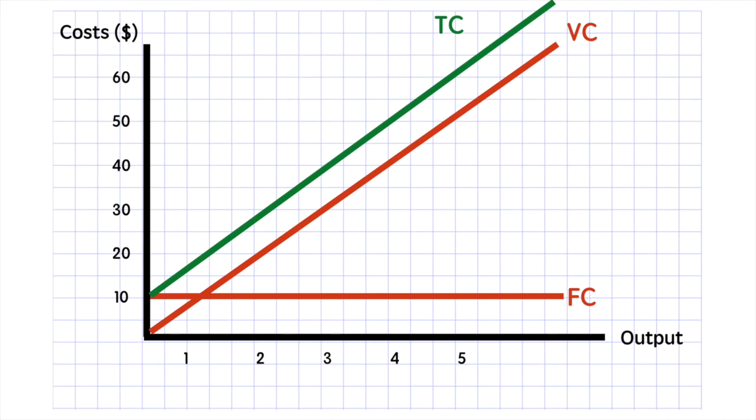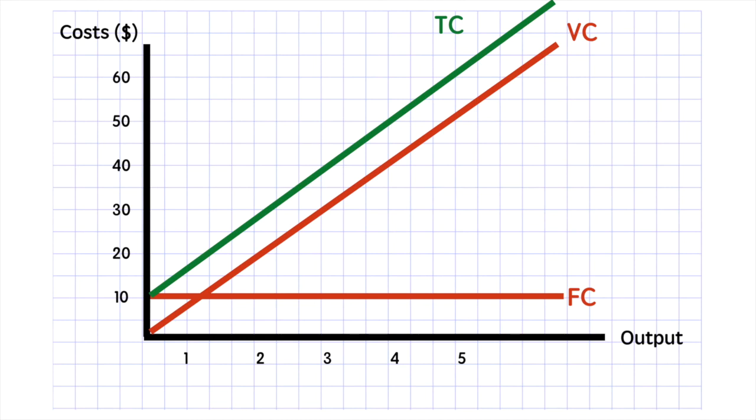If the fixed cost were to increase, the total cost curve would shift upwards by the same amount. If variable costs per unit were to increase, the variable cost and total cost curve would become steeper. Were variable costs to drop, both curves would become flatter. I'd encourage you to play with these curves to become more familiar with them and their behavior.